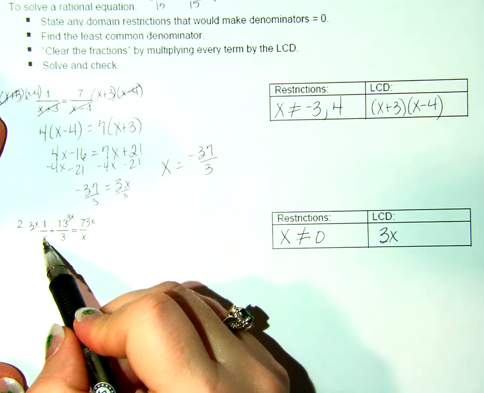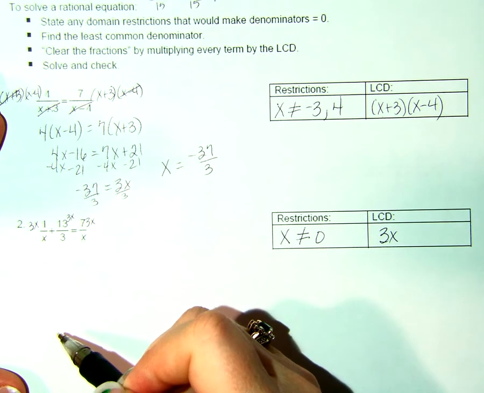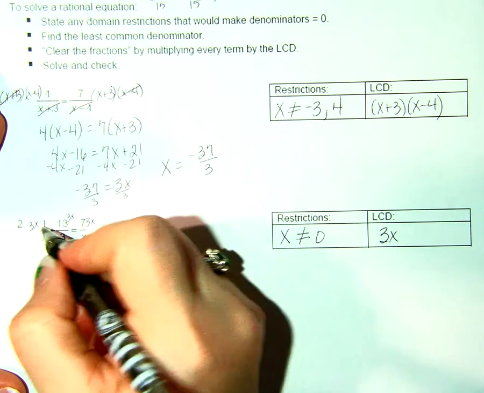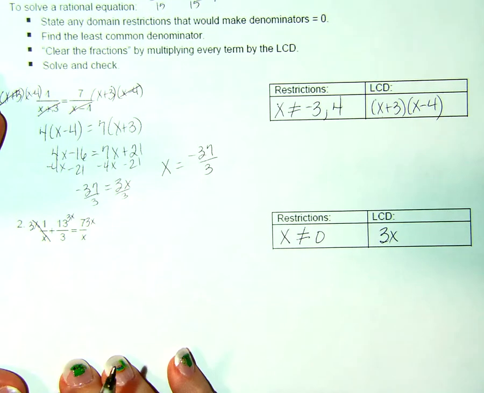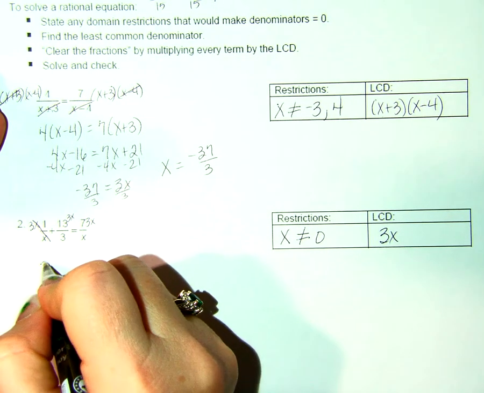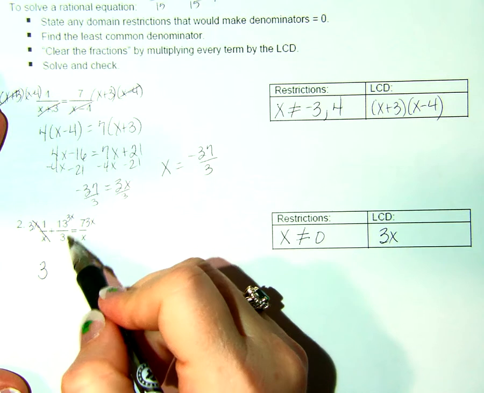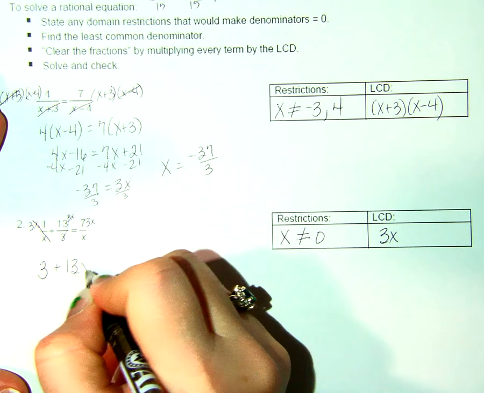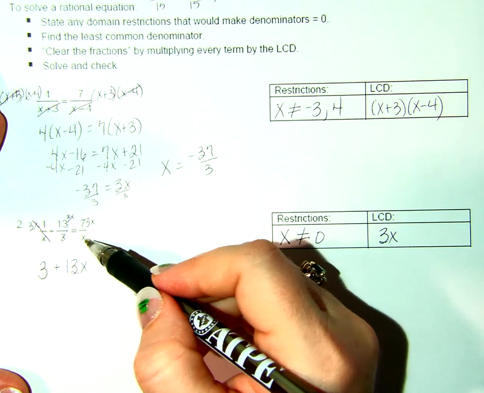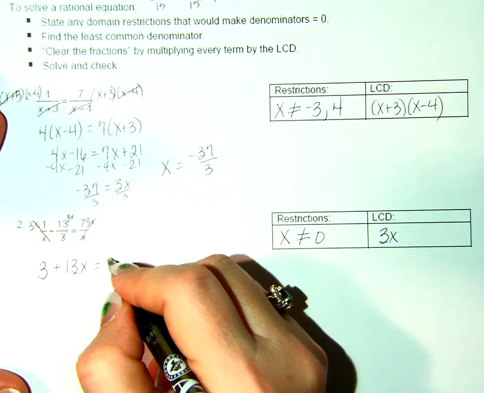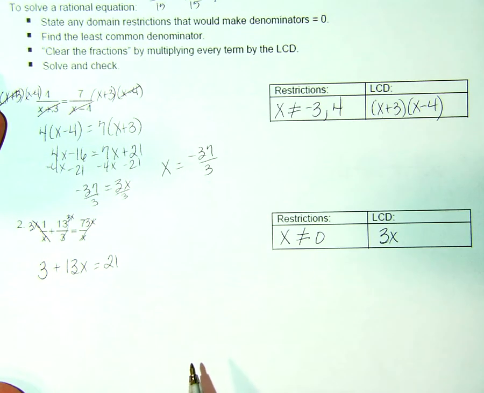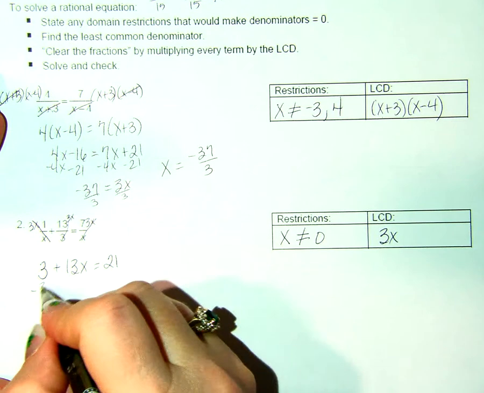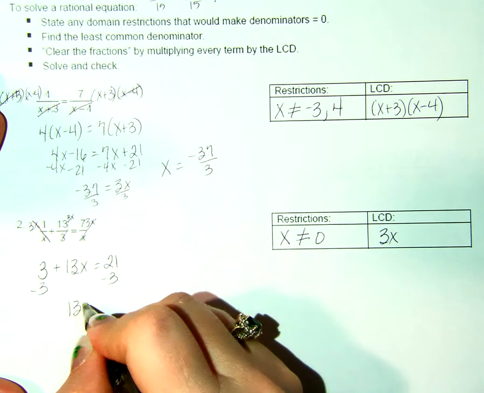So what happens here? Yes, the x's cancel. What am I left with? 3. What happens here? The 3's cancel and I'm left with 13x. Excellent. And here? X's cancel, equals 21. Oh my goodness, this is even easier than the previous one, isn't it?